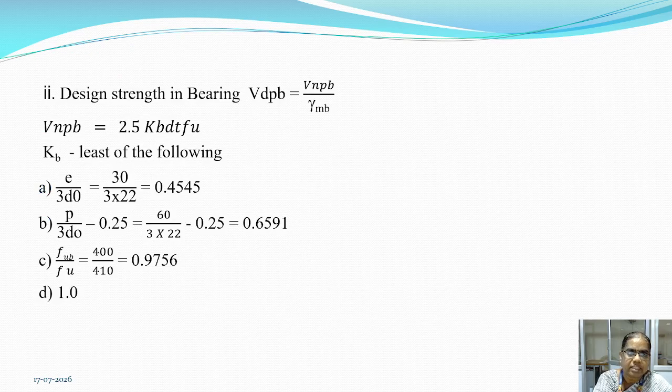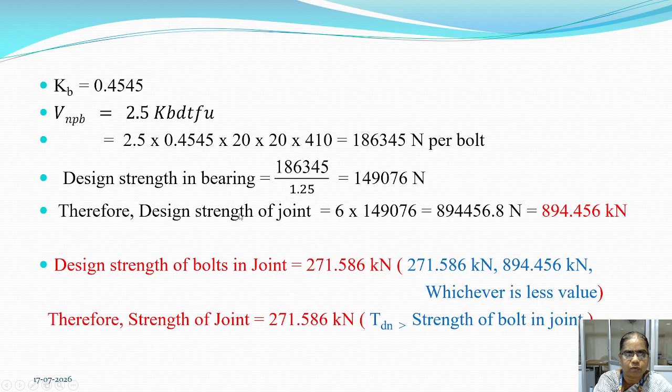Design strength in bearing Vdpb equals Vnpb divided by gamma mb. Now we are going to find the kb value. We use the following conditions: e divided by 3 d0, p divided by 3 d0 minus 0.25, fub divided by fu, and 1. You can solve all those. The least value equals 0.4545. Therefore the kb value is 0.4545.